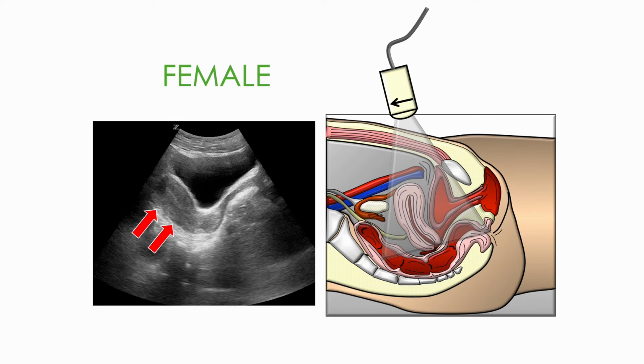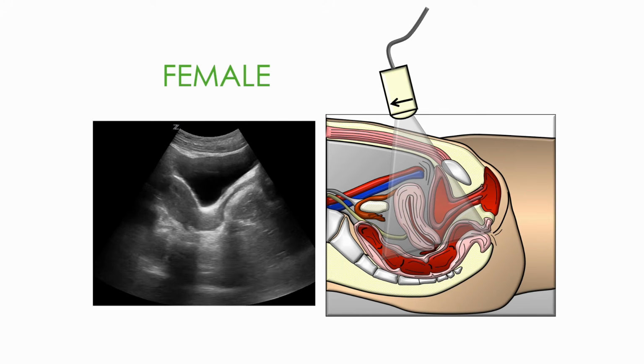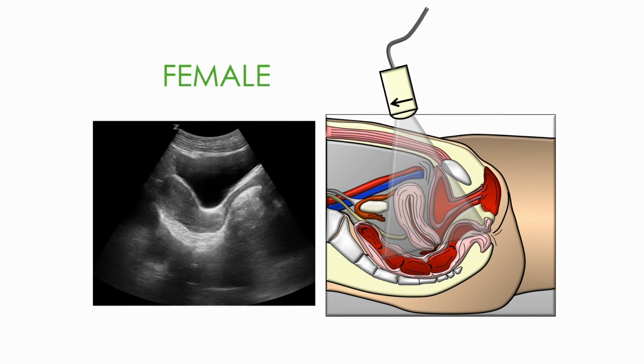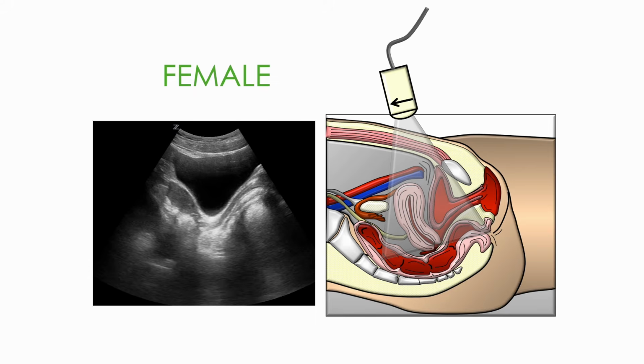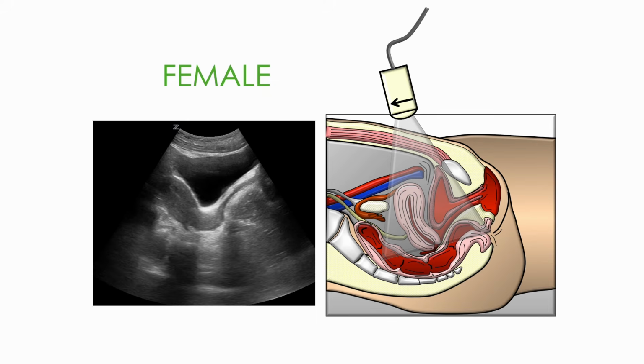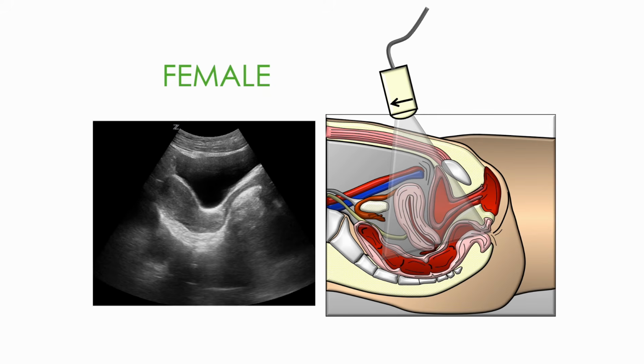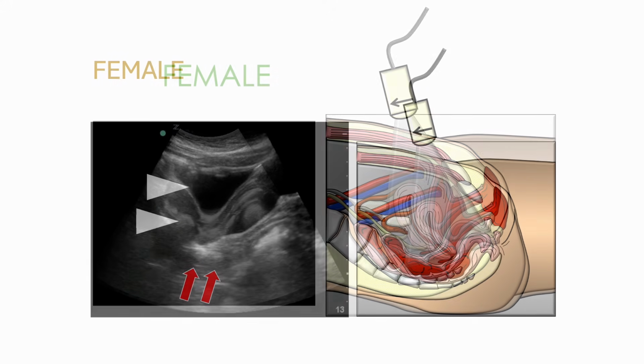In longitudinal view of a female pelvis, we see the uterus wrapped posteriorly around the more anterior bladder. The red arrows indicate the potential space of the rectouterine pouch, or the pouch of Douglas.